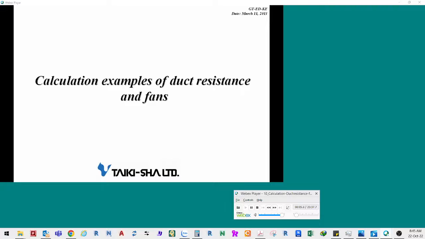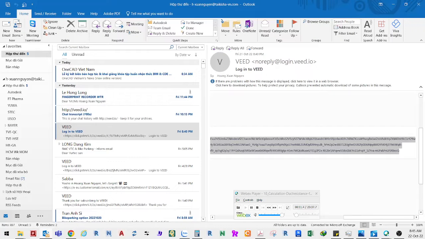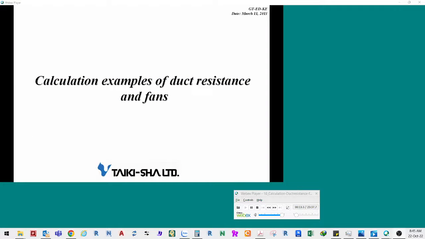Procedures and methods for calculating duct resistance will be described based on calculation examples. Samples will be used for explanation, so download the relevant data from the specified website and keep it close at hand.